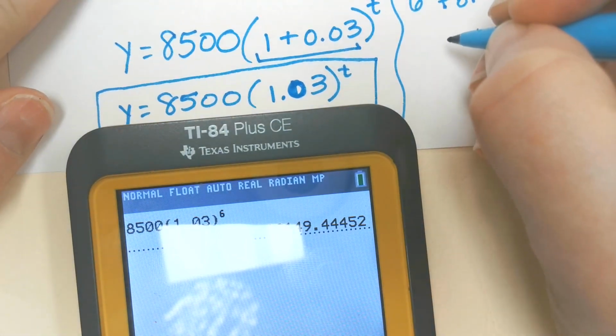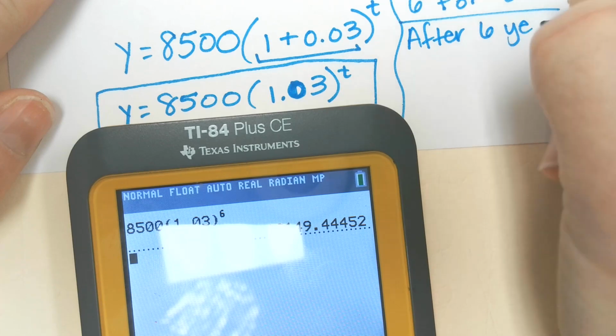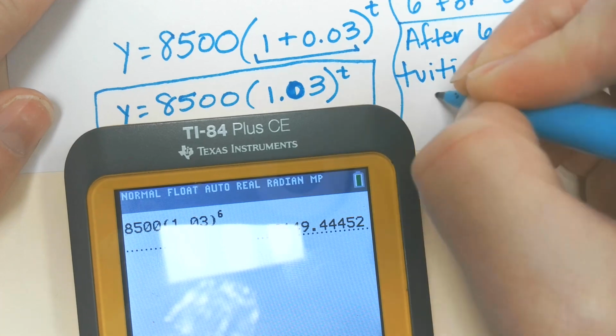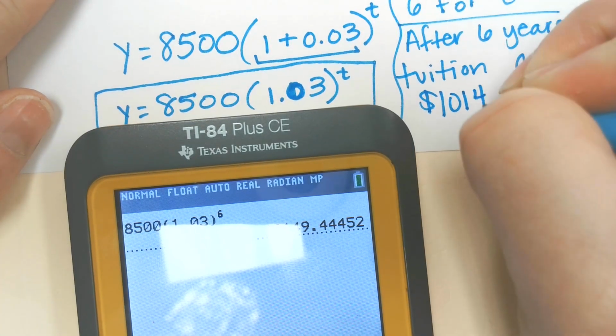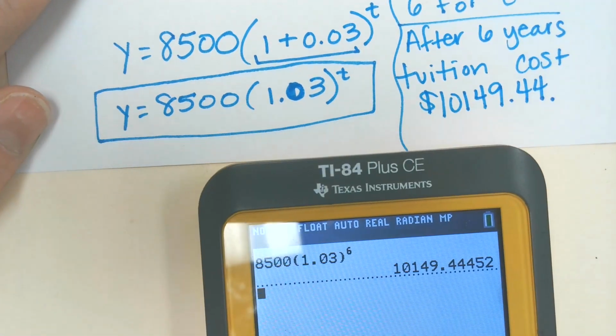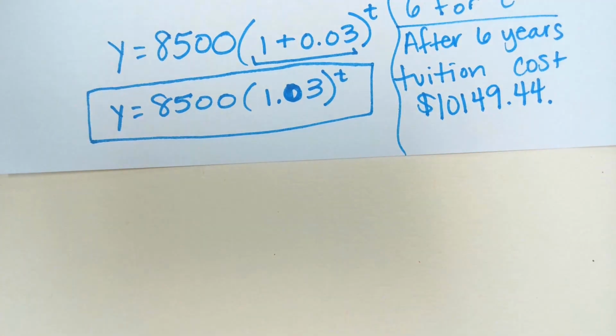So we need to write this in words. So after 6 years, tuition cost $10,149.44. So see how it increased? We have 8,500 and now it's 10,000. So that's a real situation. That really does happen. They can't stay the same amount. They've got to increase by a certain percentage. So they're increasing by 3%.